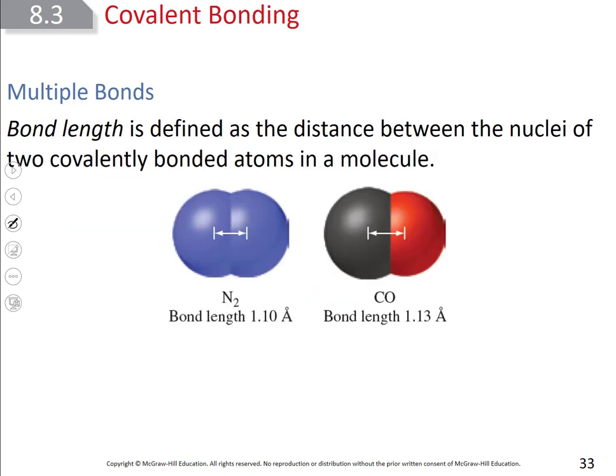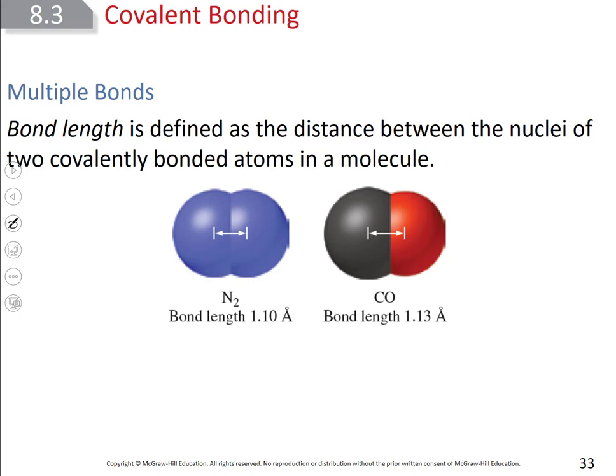So looking at those bond lengths, this is going into the idea of strength. Bond length is defined as the distance from the center of one atom to the center of the other atom. With ionic bonds, it was just the sum of the ionic radii of the 2 ions. But with covalent bonds, because they're sharing electrons, they're going to overlap. So the bond length becomes shorter.